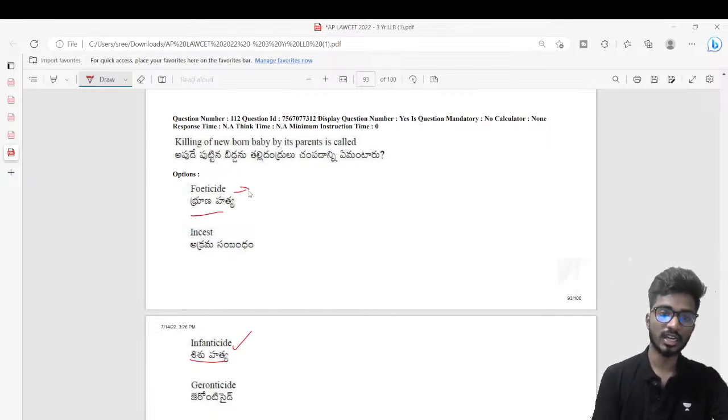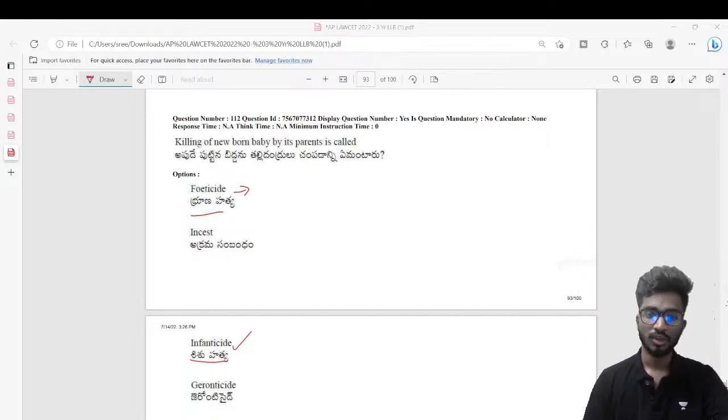What is feticide? I explained to you what feticide is. Feticide means you are killing the fetus. That is, when the baby is in the mother's womb and you are going to kill it, that is known as feticide.